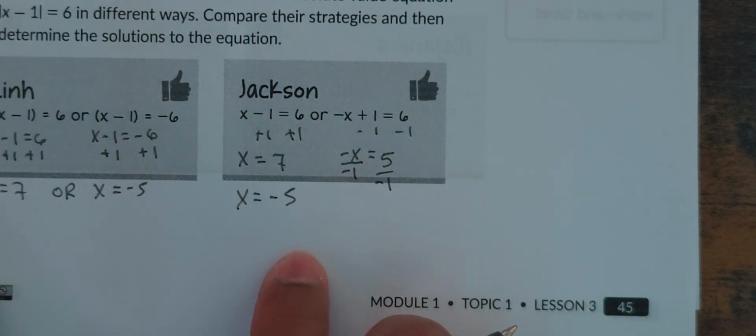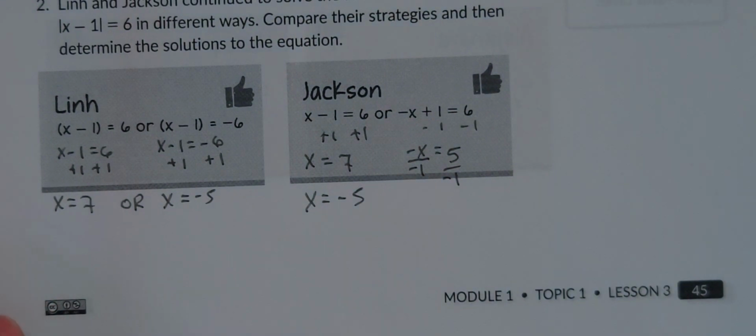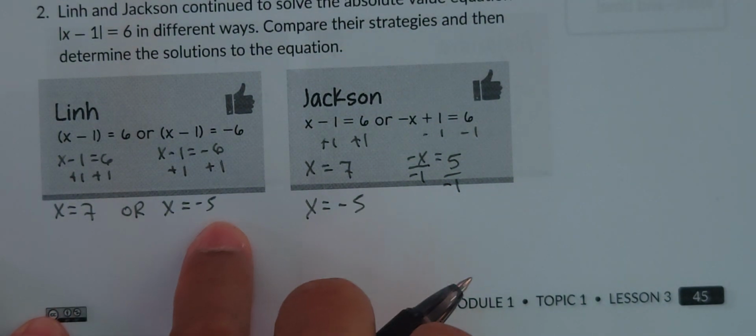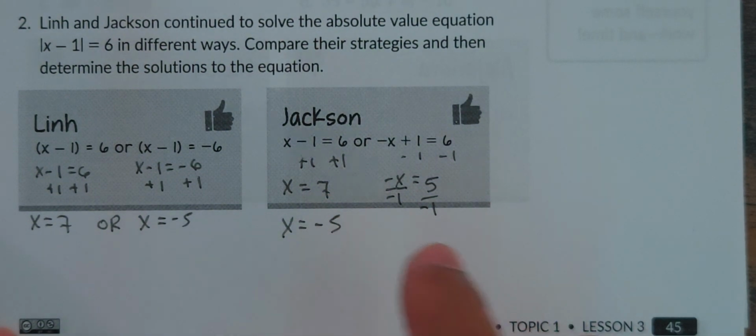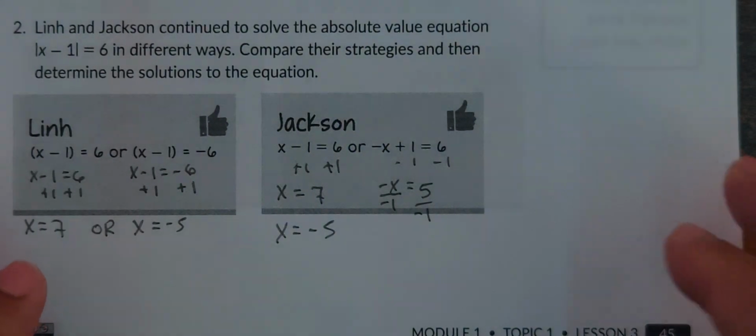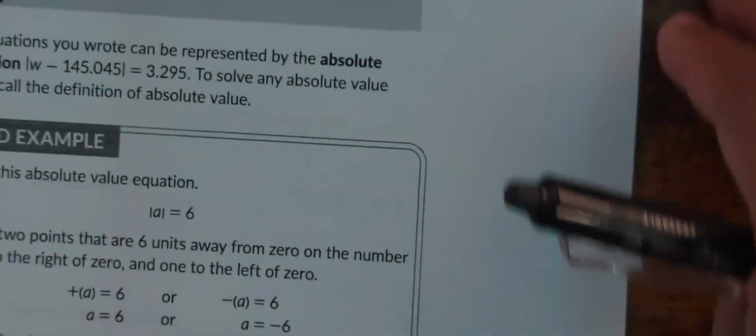Did they get the same solutions? No. They didn't? 7, negative 5, 7, negative 5. Okay, so what's the point here? All right, so let's go to the next page.